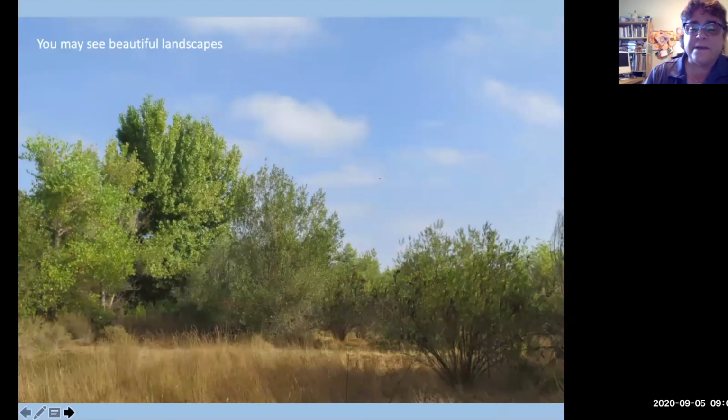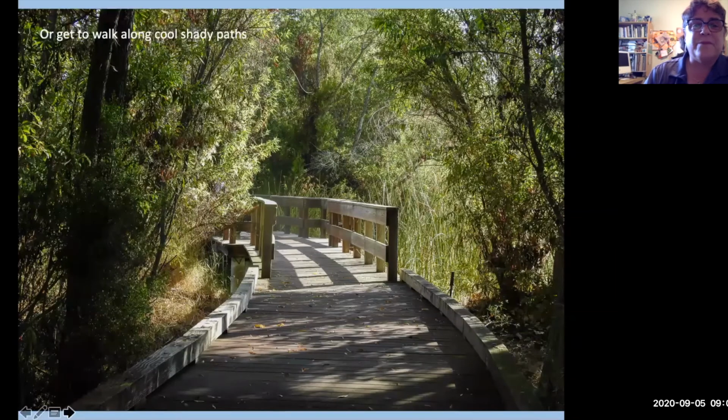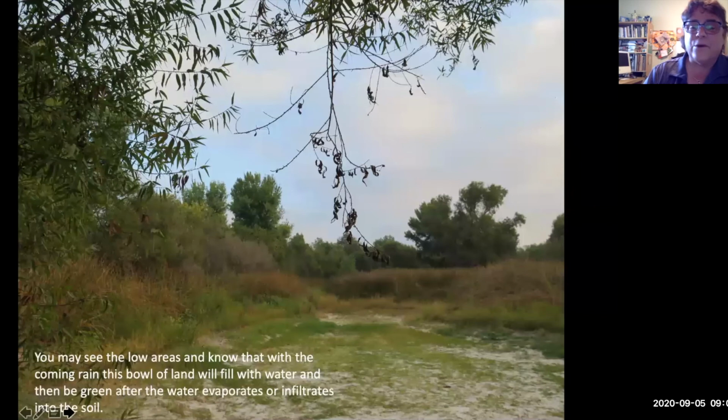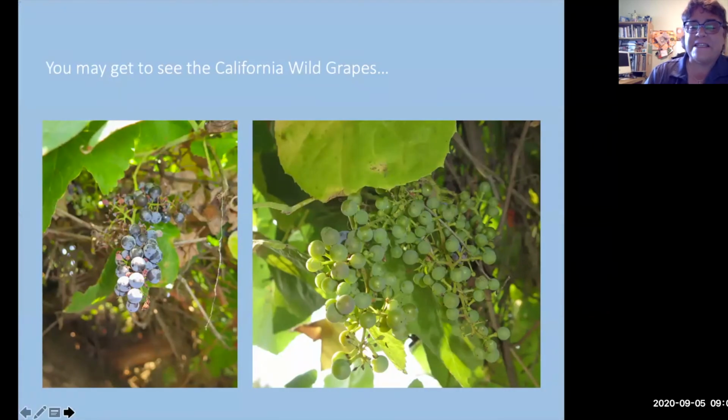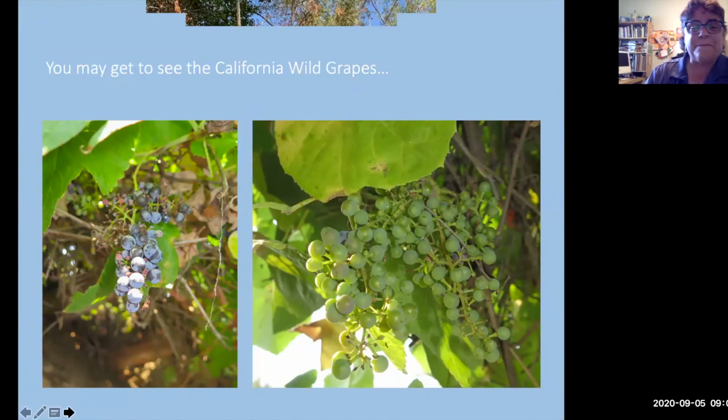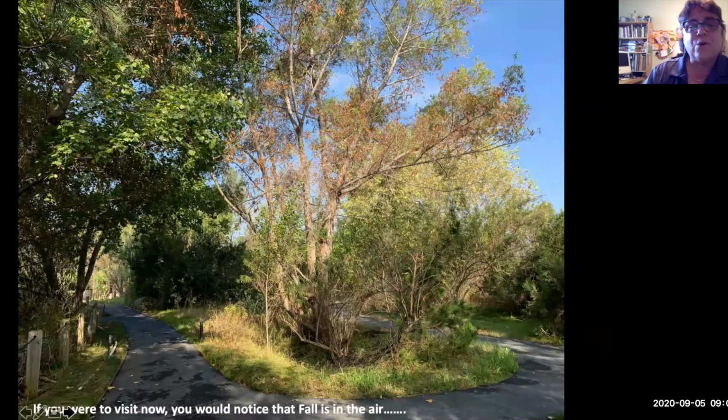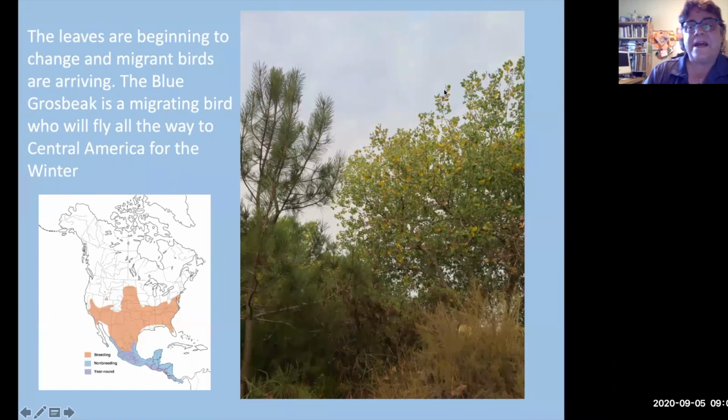You may see beautiful landscapes. You may get to go on a shady walk in a cool path. You may see the low areas that you know will fill up with water in the rain. You may get to see and maybe taste the wild grapes. If you were to go right now, you would notice fall is in the air. You can see the leaves are changing. And look at that cottonwood tree next to the Torrey pine.